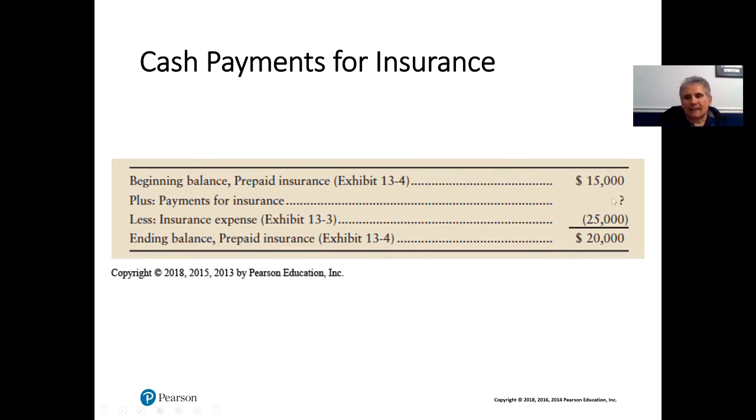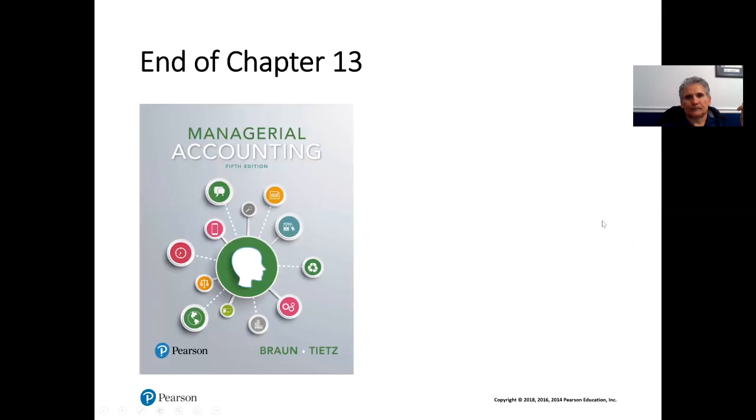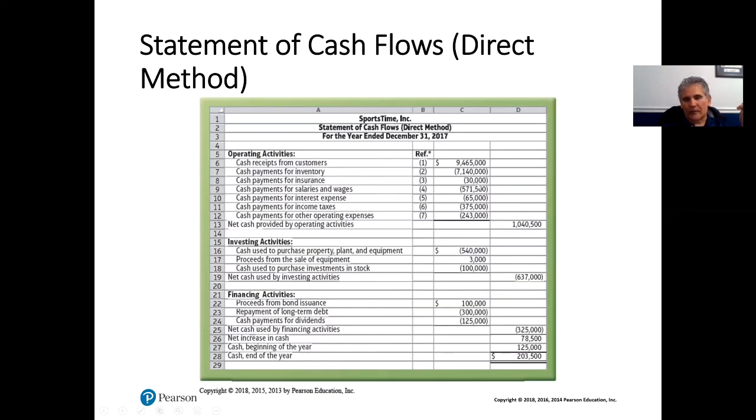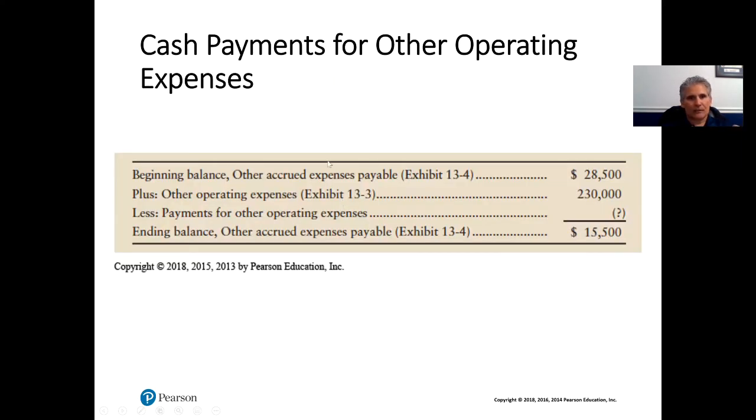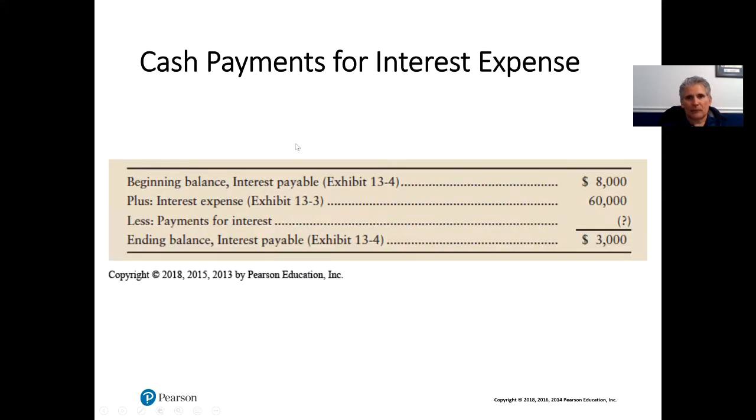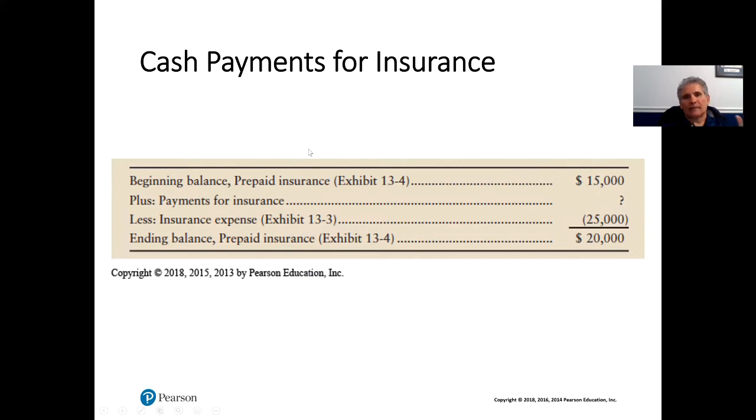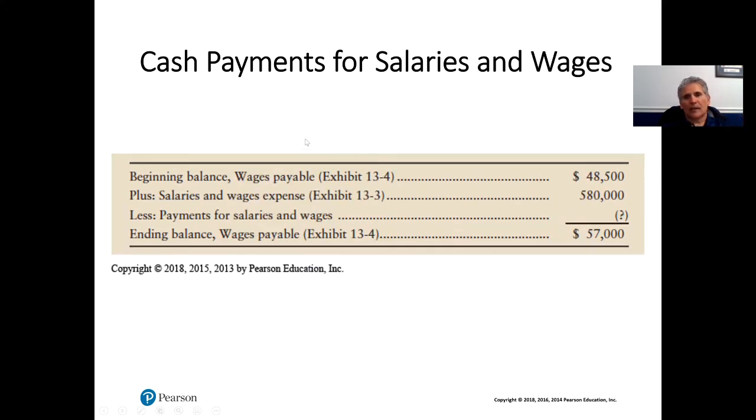Well, we want to isolate the X. We're going to go through that same process we've done before. We can take the 20,000, we'll subtract the 15 and then add the 25, and that will give us $30,000. Now it is a payment, so it'll be a negative 30,000. That's money that's gone out. Okay. We're going to do the same formula kind of computations, cash payments for operating expenses, interest expense. You can go through that individually. We just did the insurance. I guess we can go through this.